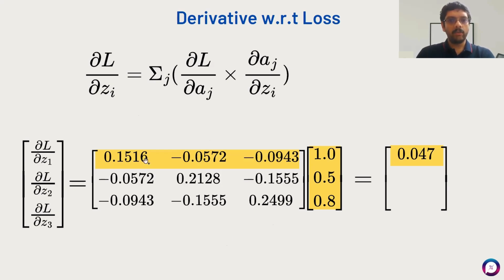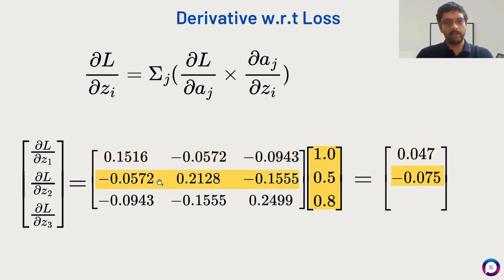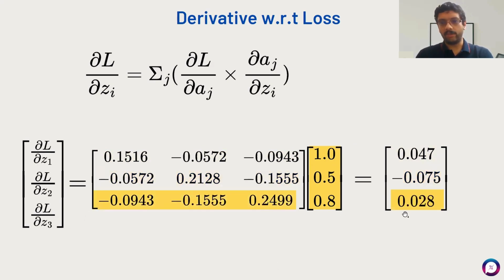And now to get dou L dou Z1, it's basically this dot this, which is this value. Dou L dou Z2 is the second row dot this column, which is this. And the third is this dot this, which is this. And so we've fairly quickly, using this matrix operation, computed the sensitivities of the loss with respect to the inputs of the softmax, which can then be passed back to the hidden layers of the neural network in our case, right? This was, just to repeat, passed in from the loss function, and this is the transpose of the Jacobian matrix we have computed in the previous few slides, which in our case is symmetric, right? Okay.